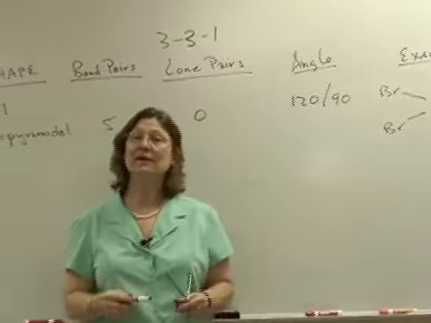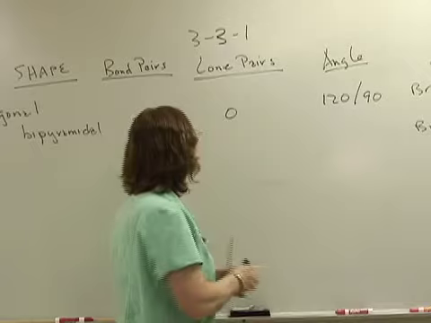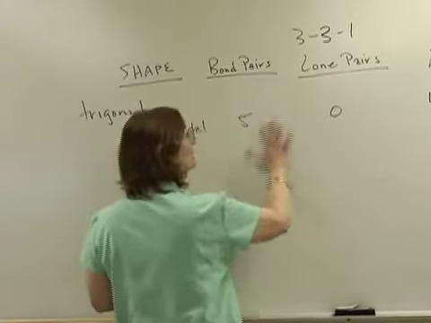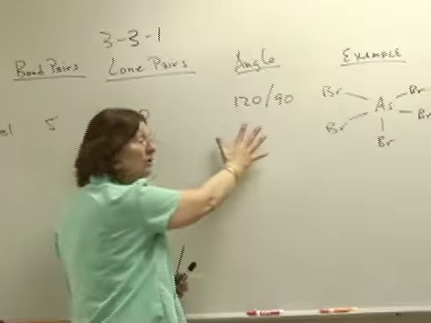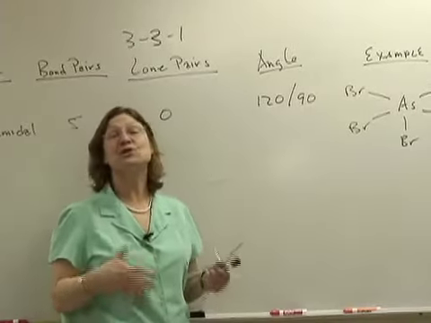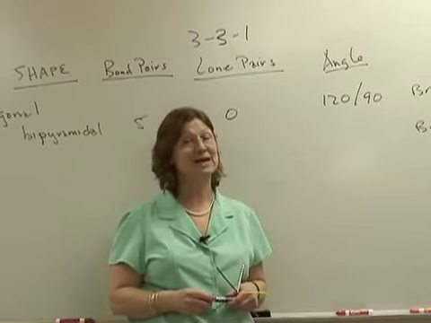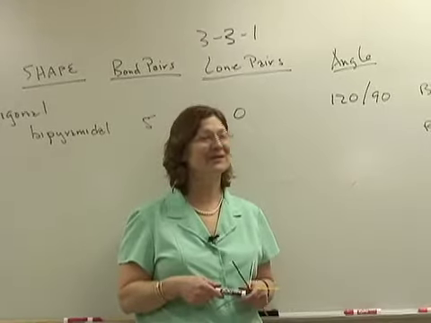Now, when you get the assessment for this information, I will give you the chart. I will give you the shape and the bond pairs and the lone pairs and the angle, but I will not give you an example. And when it says using the table above, you will know that all of those molecules will have an expanded octet. So that's a heads up for you.